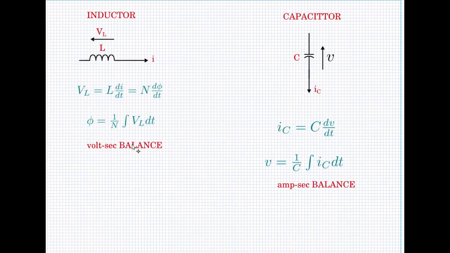The volt second balance under steady state condition is used to determine the input output voltage relationship of converters. The amp second balance is used to determine the input output current relationship. Of course, one could also use the volt second balance to determine the input output voltage relationship, and assuming an ideal converter, determine the input output current relationship too. So remember these two. In fact, we will be using the volt second balance in almost all converters to find the input output relationship.